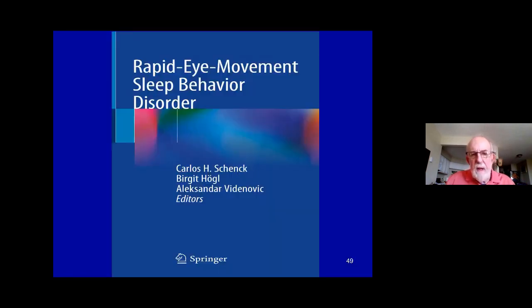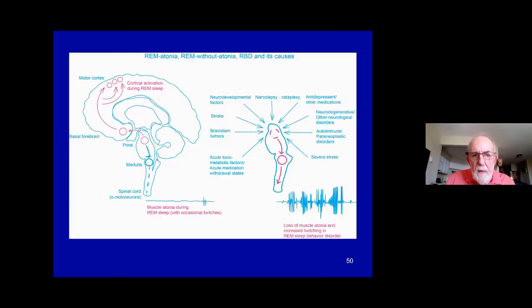Now, recently, the first textbook on RBD was published, and I want to call attention to the preface that I wrote. This figure is a very important figure because it really indicates that there are multiple paths to REM without atonia and RBD. It's not just neurodegeneration. There are many different pathological processes that can result in REM without atonia. And let me go around the circle here.